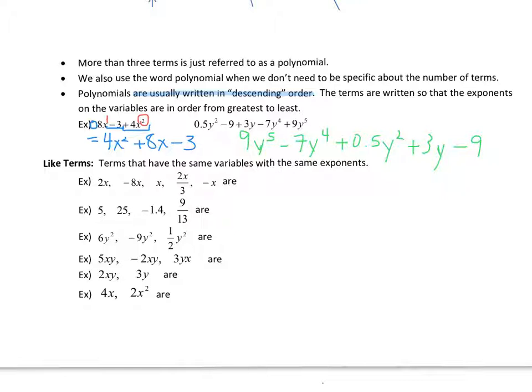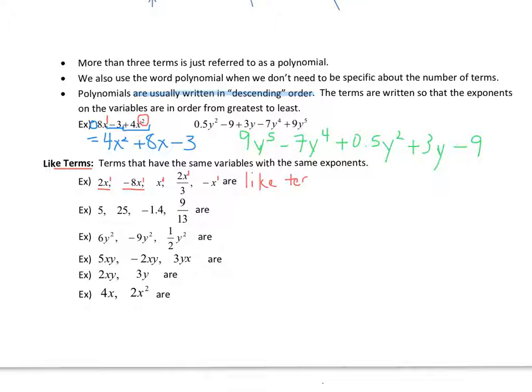All right, the last part of this note, we want to look at like terms. Like terms are terms that have the same variables with the same exponents. So for example, if I have 2 x's, the exponent is just a 1. I have a minus 8x, again, exponent is 1. I have just an x, exponent is 1. I have a 2/3 x, exponent is 1, and a minus x, exponent is 1. So these all have x's with exponents of 1, so these are like terms. These can actually be combined.